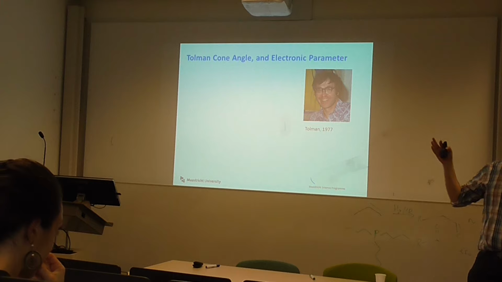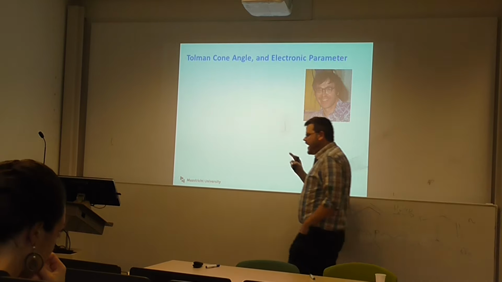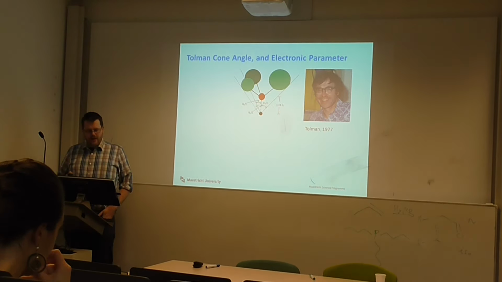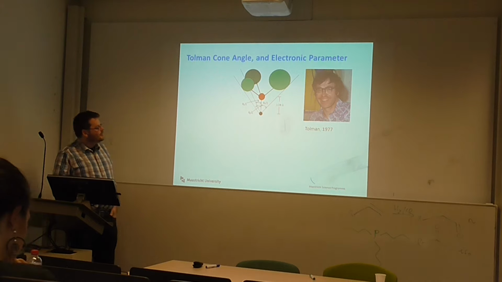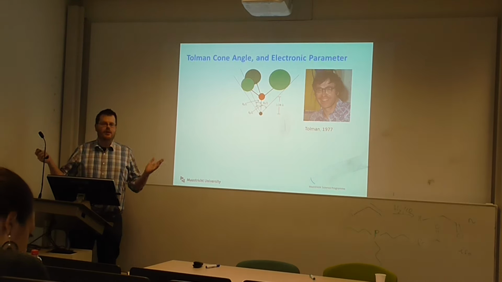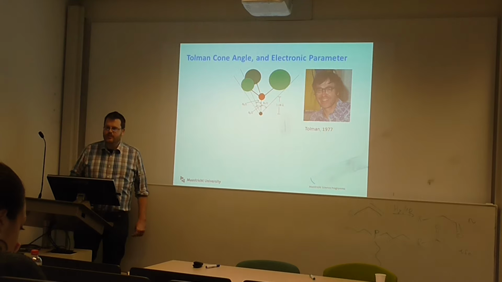Inspired partially by the results that he saw in catalysis involving phosphines, he came up with two parameters. The first is called the Tolman angle, named after him, and basically this is a measure of the steric demand associated with a phosphine. The way it's determined is you take a metal, and this red atom represents the phosphorus, and you put it at a distance of 2.28 angstroms from the metal.